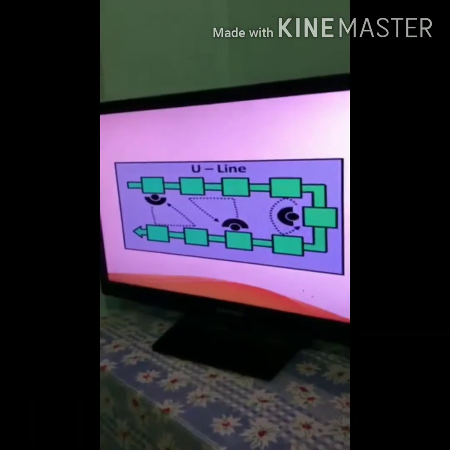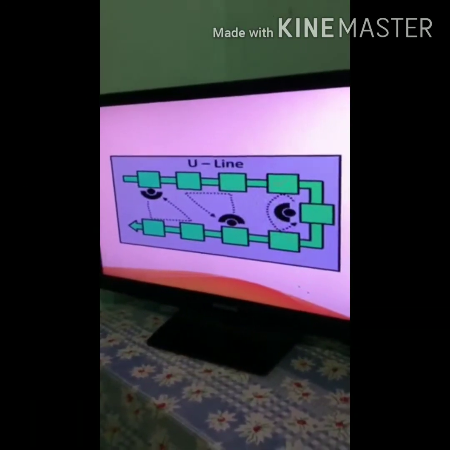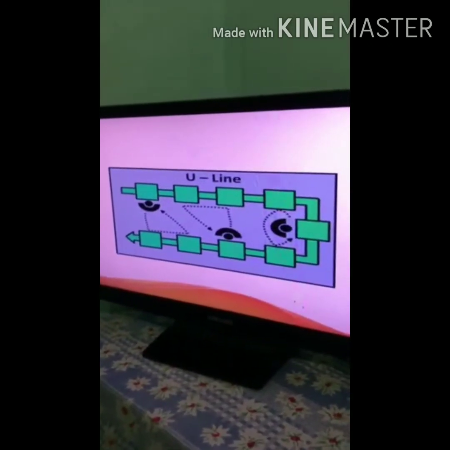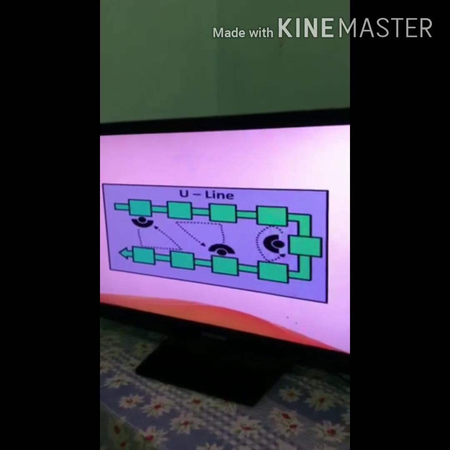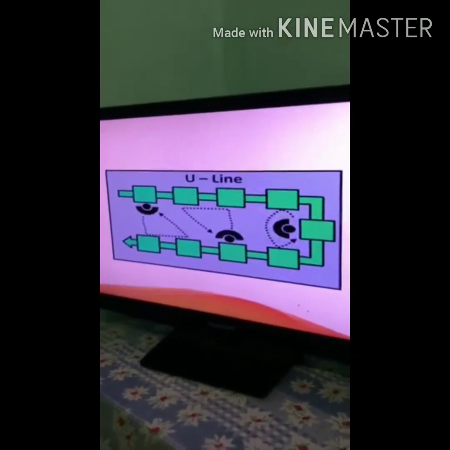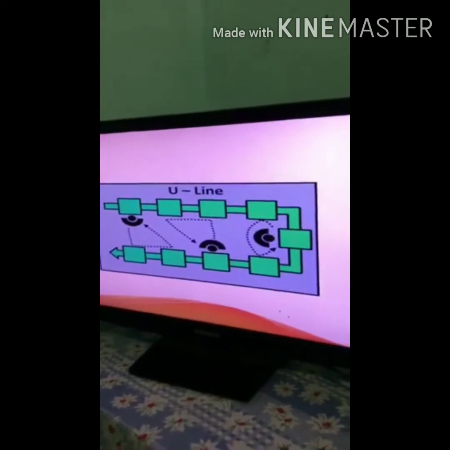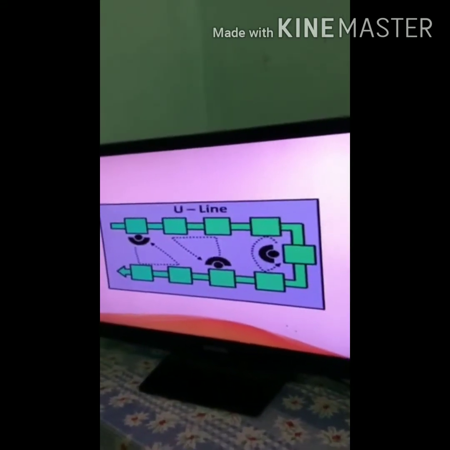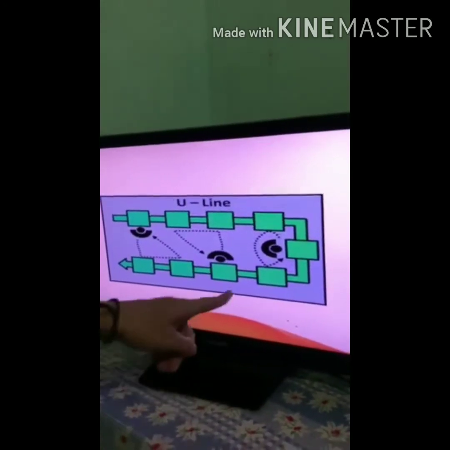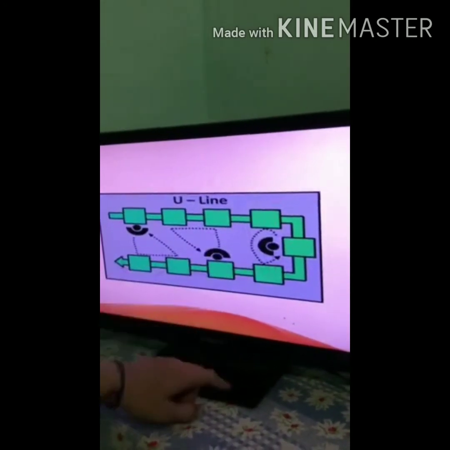So this figure is a U-shaped line layout, or you can call it a cellular layout. A U-shaped line layout allows the operators to work more easily. The other advantage of the U-shaped line layout is the ability of workers to attend to multiple processes of the line. Just like, for example, this one.